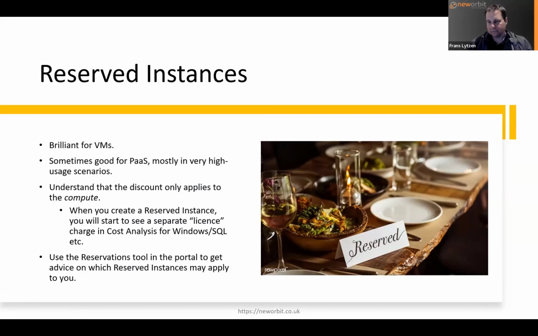So if you think you can get a reserved instance for your storage account with 500 GB of data in it, think again. It doesn't apply to you. It's seriously large scale before that applies. So most of my clients I have to disappoint on the reserved instances unless they use VMs.